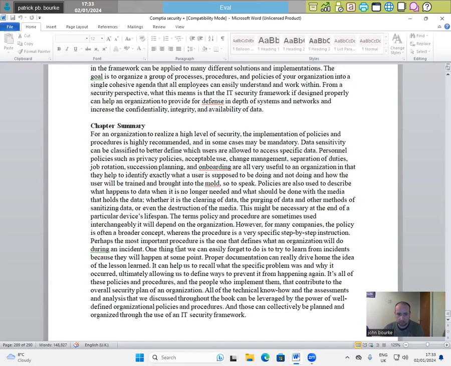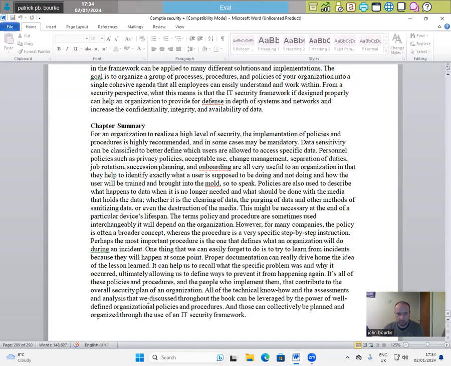Perhaps the most important procedure is the one that defines what an organization will do during an incident. One thing that we can easily forget to do is to try and learn from incidents, because they will happen at some point. Proper documentation can really drive home the idea of the lesson learned. It can also help us to recall what the specific problem was and why it occurred, ultimately allowing us to define ways to prevent it from happening again.